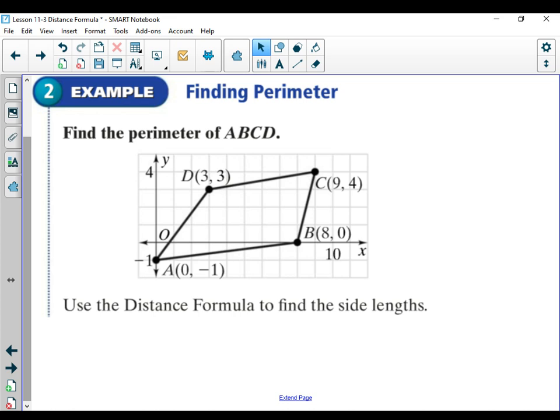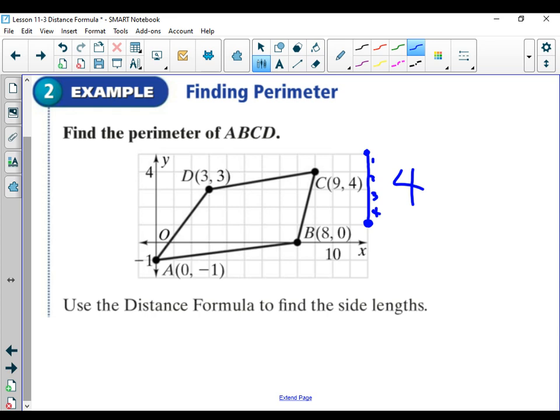Could we just times square over? Oh, if it was a square, that would be an awesome idea because every side would be exactly the same. It would also be really nice if one of the sides was exactly on the line because I could just count 1, 2, 3, 4. I don't need the distance formula. That one's 4 units long. But when they're at slants and diagonals like this, turns out we do need the distance formula.